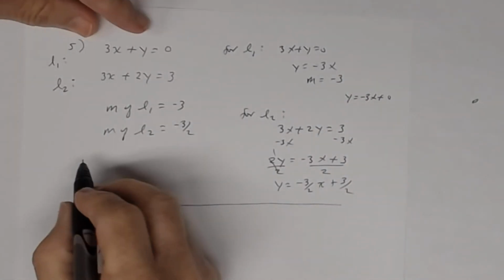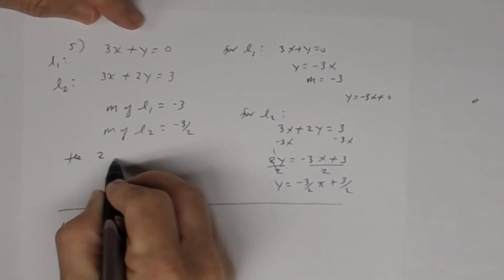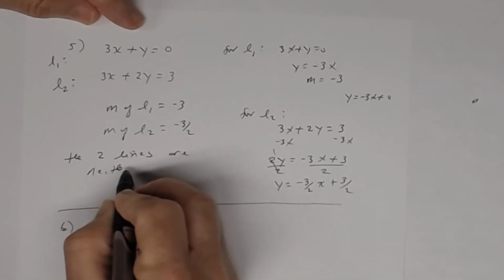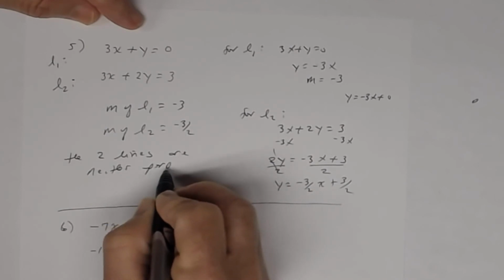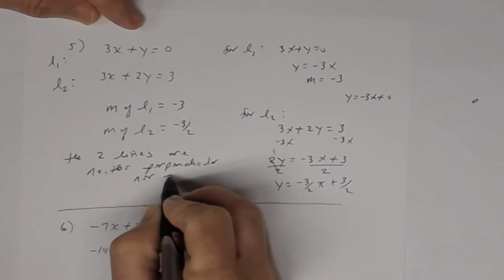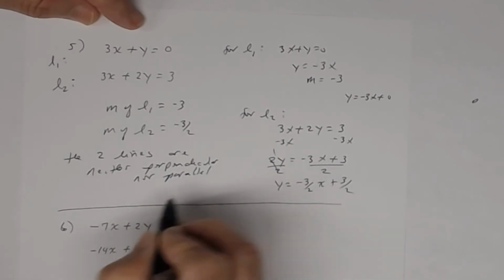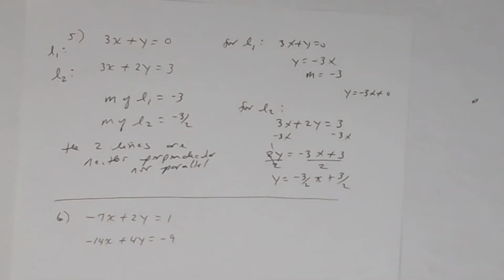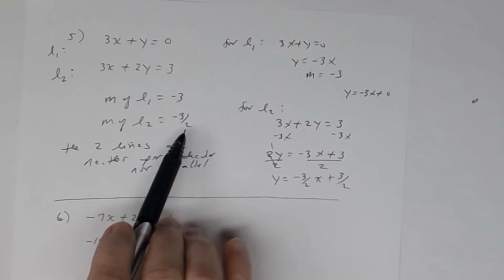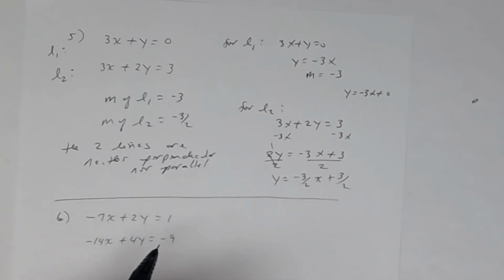All right. So you say this. You say the two lines are neither perpendicular nor parallel. So they're neither because the slopes are not the same and the slopes are not opposite reciprocals.